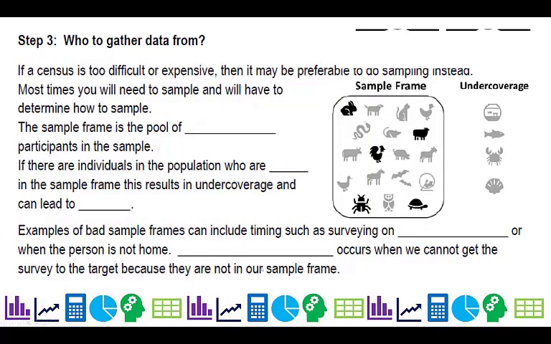So in this class, we almost never do a census, and we don't deal with censuses because they're just too difficult or too expensive. And so instead, we look at ways we can get random samples. Now, most of the time, you will need to sample, and you'll have to determine what method you're using. The sample frame, which is where you're picking the people or the subjects out of, is the pool of possible participants in the sample. If there are individuals in the population who are not in the sample frame, this results in undercoverage and can lead to bias.